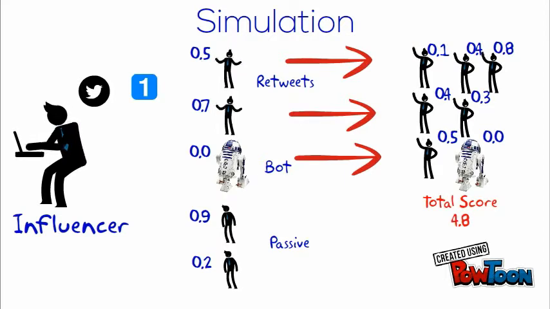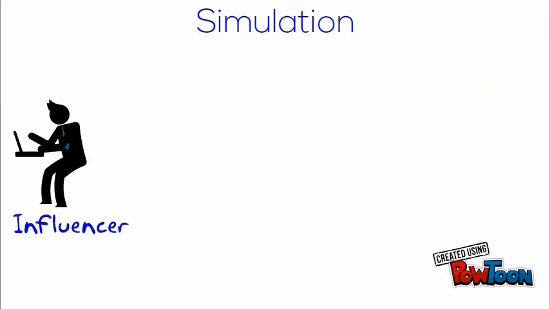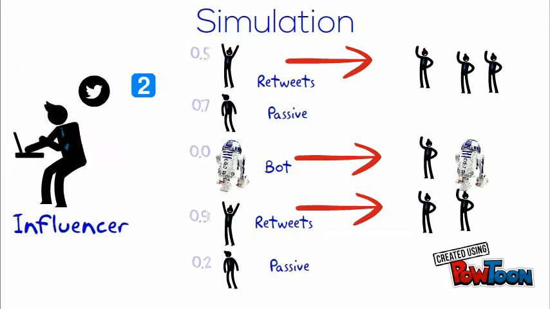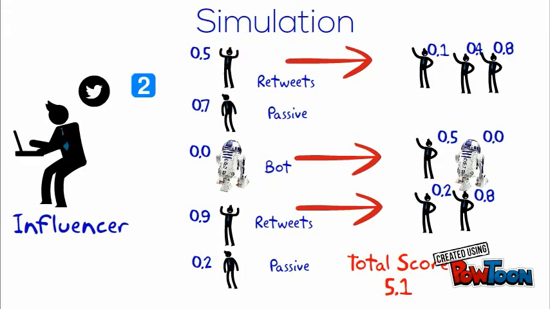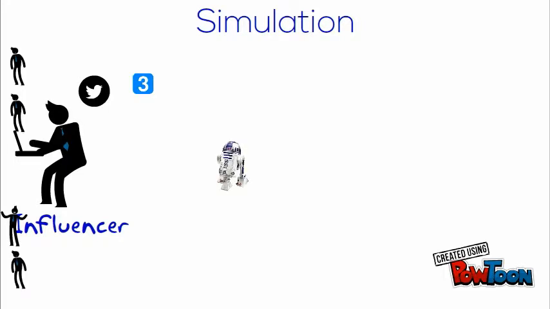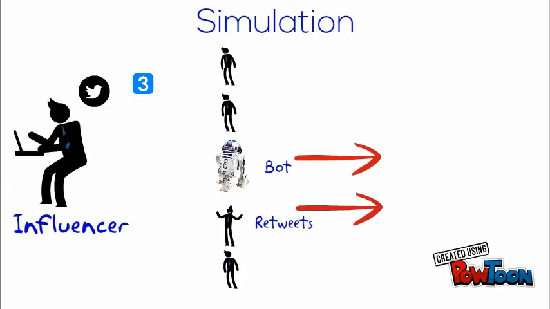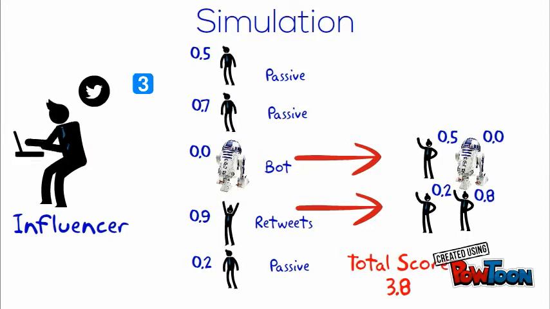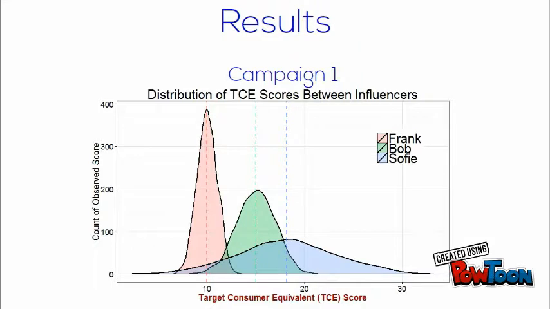We do this again. He's going to have a different number of people that he's going to reach because of the probabilities associated with his active followers. So as you see it a third time, we continue this 1,000 times, 10,000 times, and we get a distribution of how many people this person can reach. Let's call the number of target consumers one can reach the target consumer equivalent score.